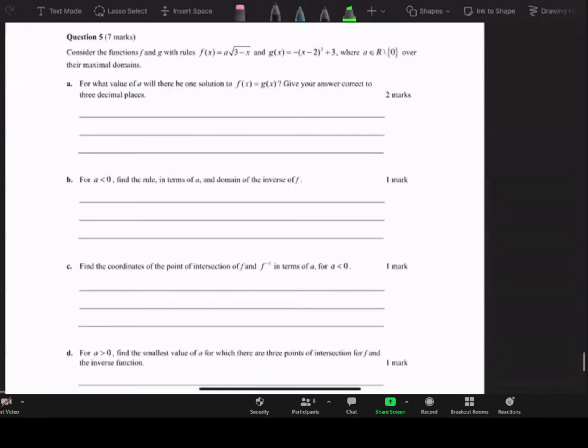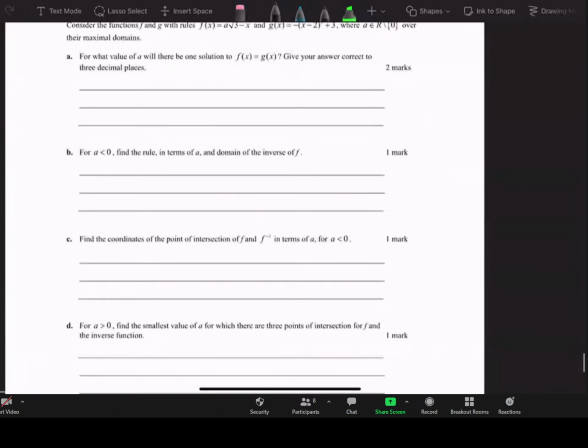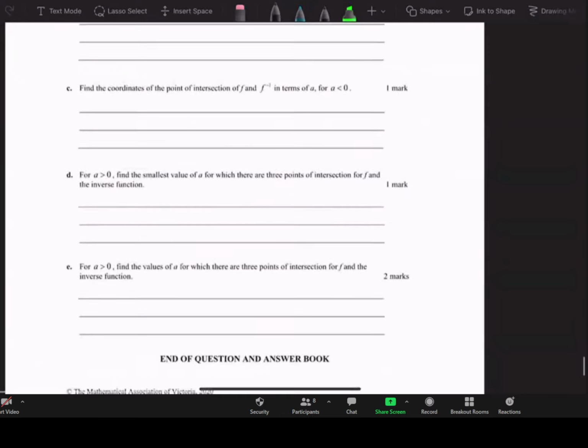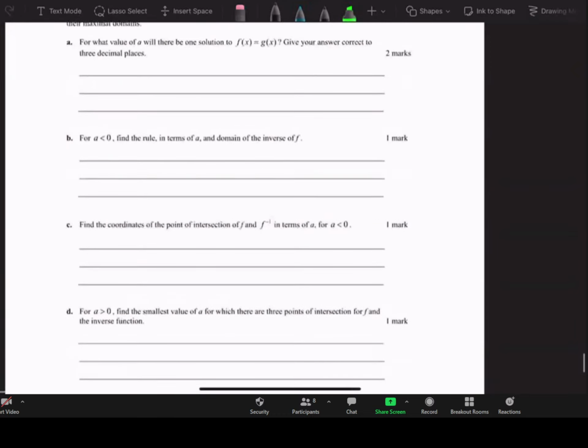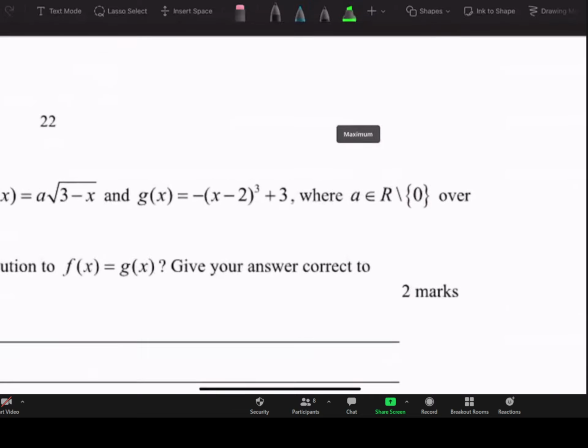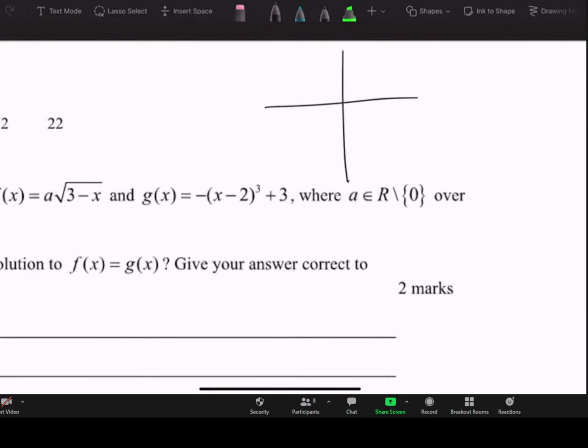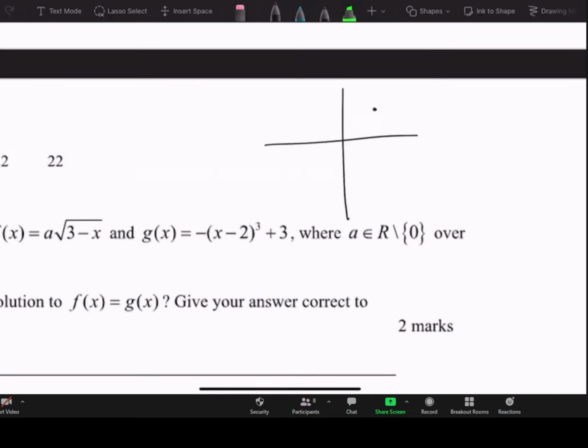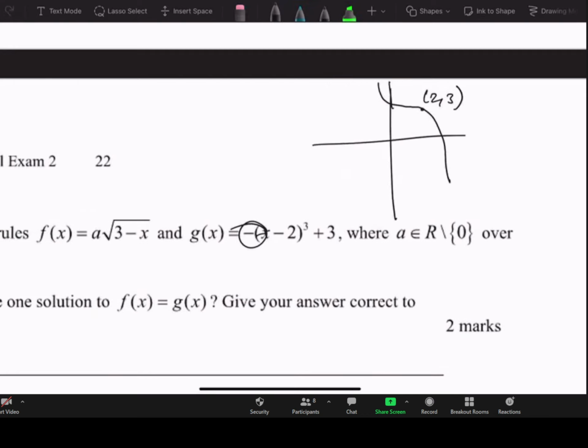So the last question is probably the hardest question of the paper, but just graphing stuff really helps in this question. The first part is, for what value of A will there only be one solution? For this question, you have a cubic graph of G, and it kind of looks like this. So this is 2 and 3, and it's a negative 1. And you have a cubic function that's like this.